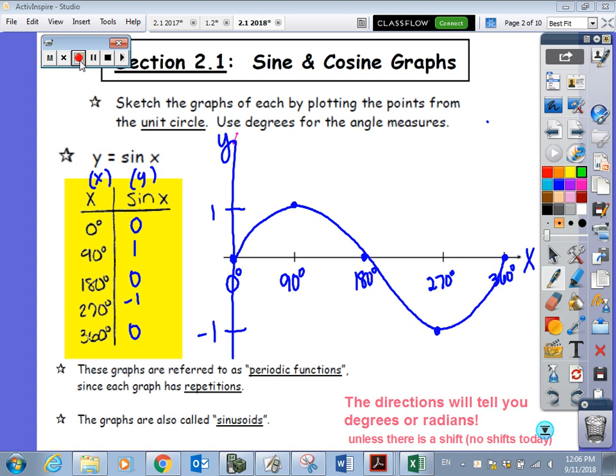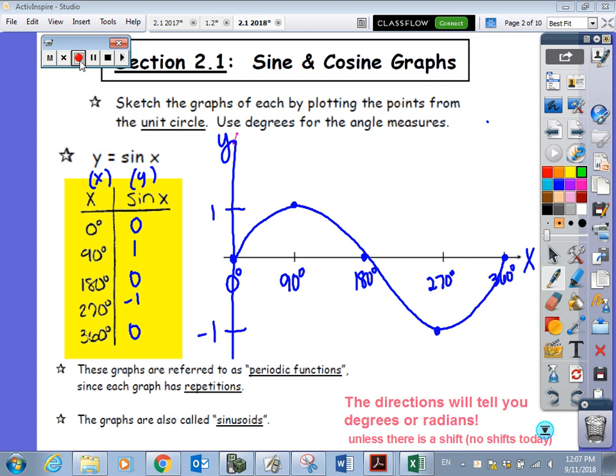It keeps repeating over and over again, so it's called a periodic function. Okay, whether you know that or not, it's not a big deal. Another word for it is sinusoids. So sine and cosines are sinusoids because they continue on and on forever to the left and the right. We are only going to graph one cycle.